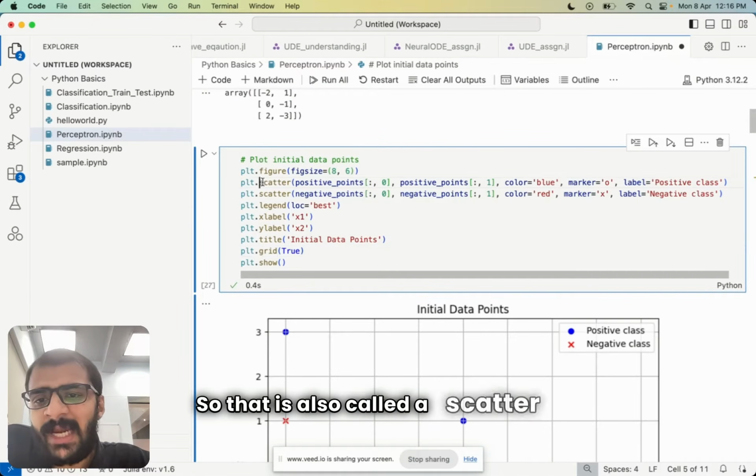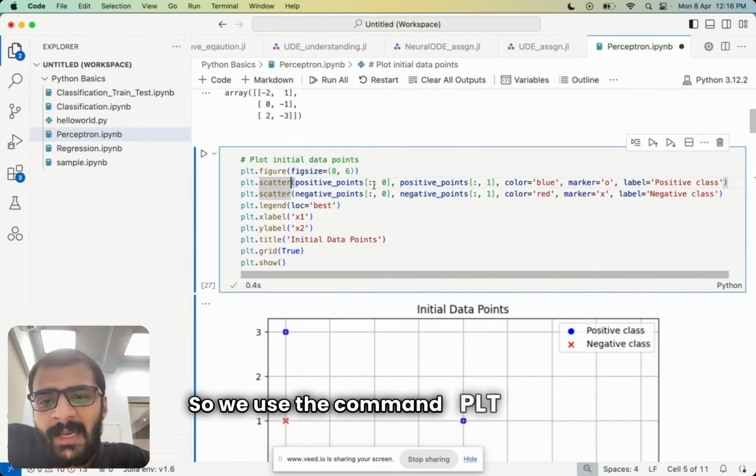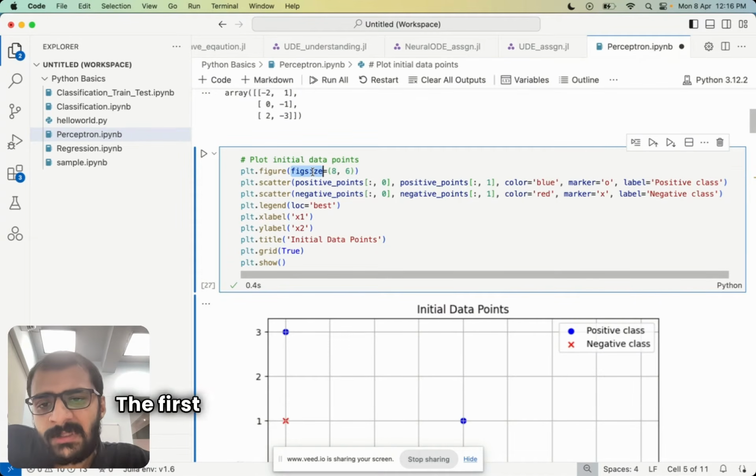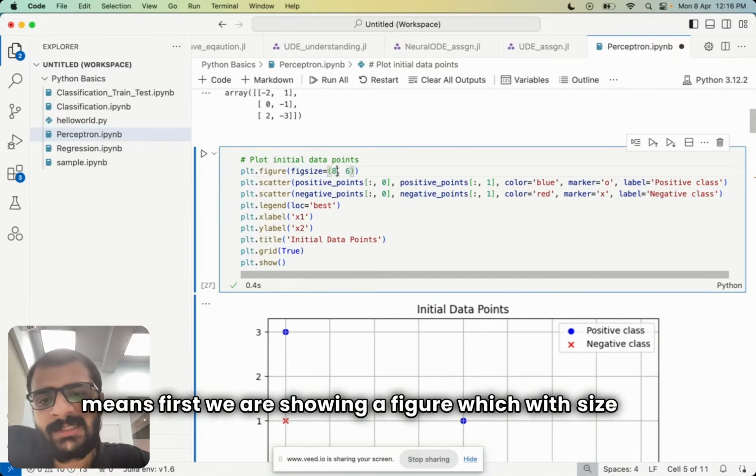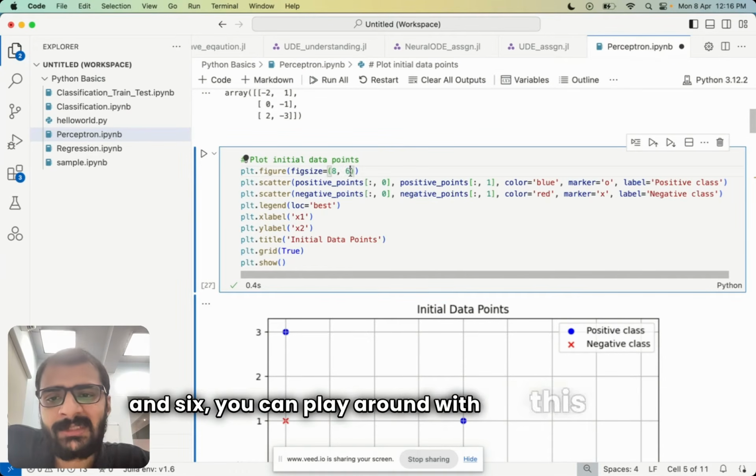So that is also called a scatter plot. So we use the command plt.scatter. The first thing we showed is a plt.figure, which means first we are showing a figure with size 8 and 6. You can play around with the size here.